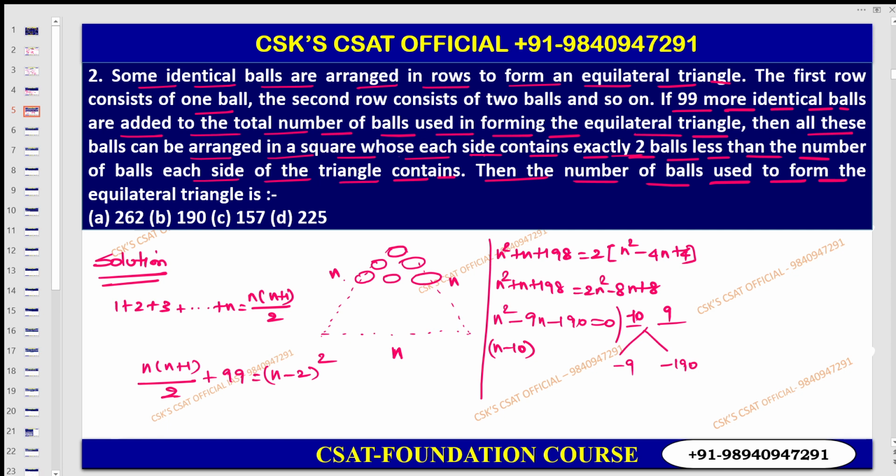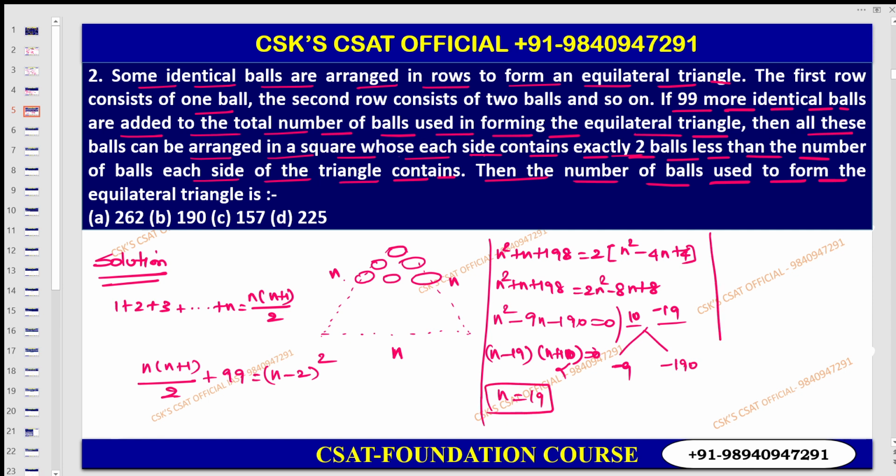Wait a minute. So this becomes 90, not 190, right? I noted that I took it as 90, but here it is 190. So 10 into 19, right? 10 into 19, okay, 190. So when you are adding, we have to put the minus sign on the greater number. So n minus 19, n plus 10 is equal to 0. Now try to understand, n equal to minus 10 is not possible because it's negative. So therefore n is equal to 19.